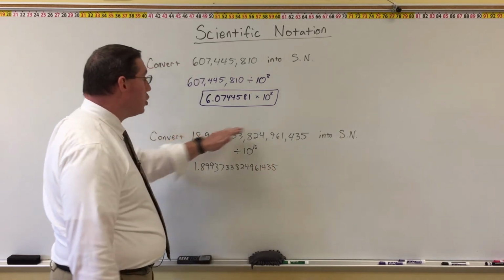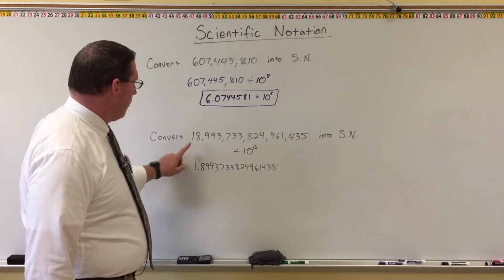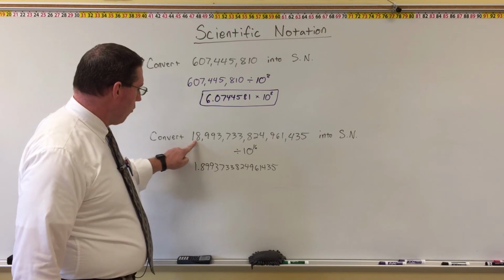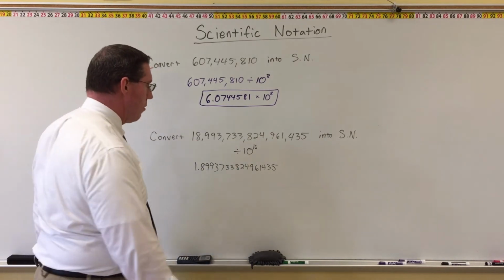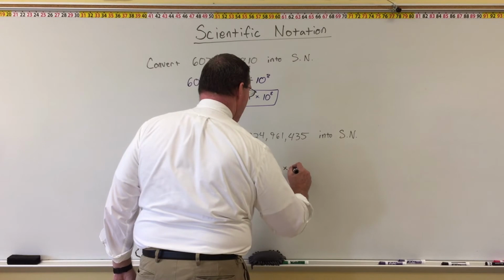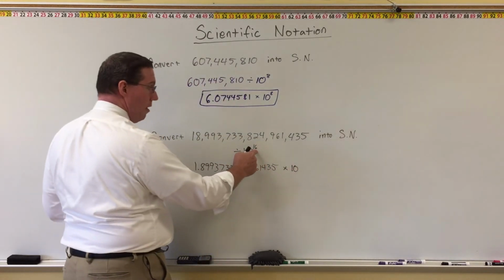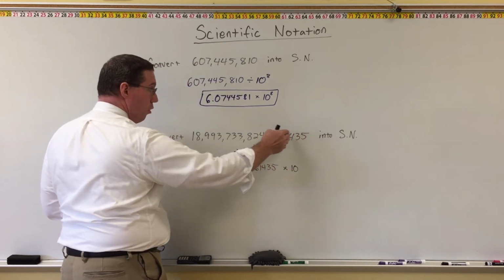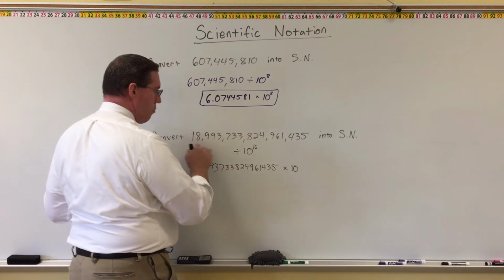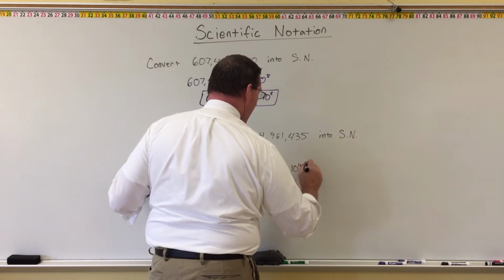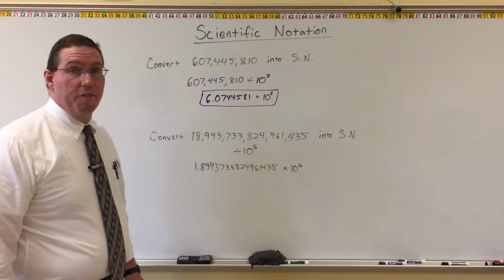You basically just write the number again, but the first number, you put a decimal right after it, and then you just write the rest of the numbers, and then multiply it by 10 to the power that you got when you added up the total number of digits except the first one. So times 10 to the 16th power, and there we are, scientific notation.